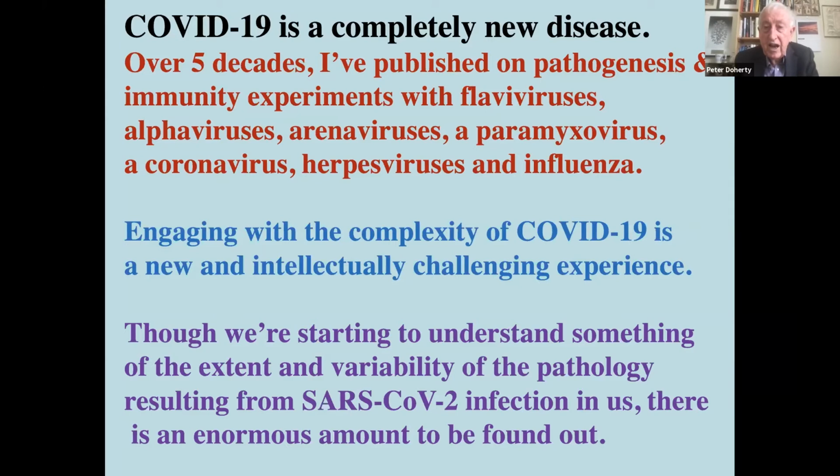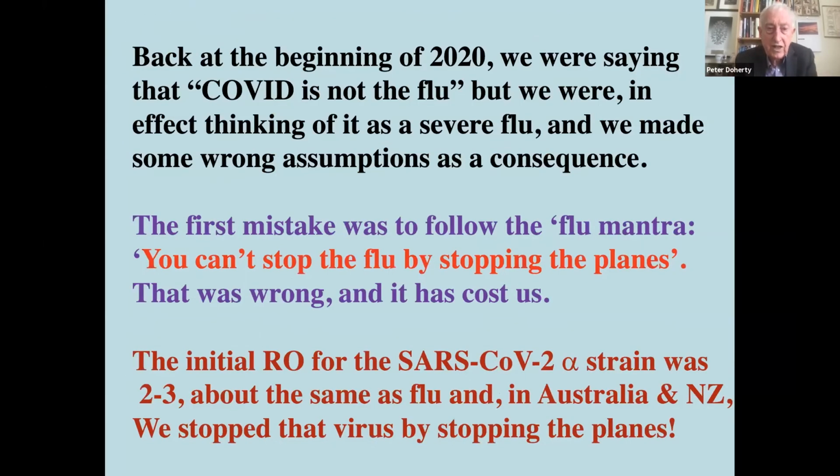And it took us some time really to catch up with what the nature of this disease is. Early on, we were saying COVID isn't the flu, but it's like the flu. And we were all thinking of it like flu. And the first mistake that was made globally, and the mistake was made by the Chinese and the Americans and the Europeans, not by us. We stopped the planes, they didn't.